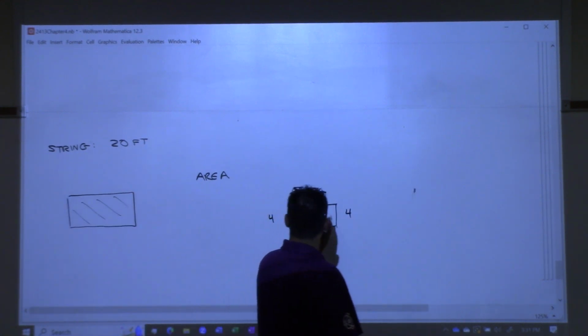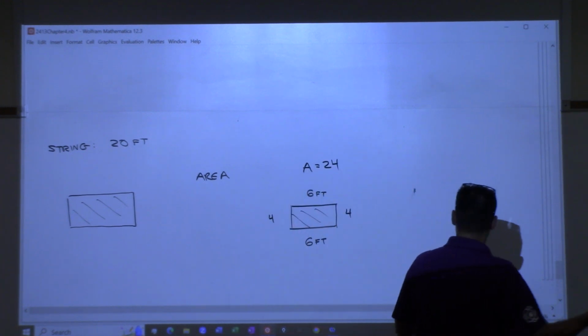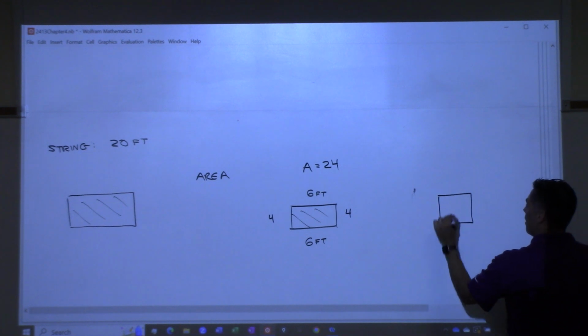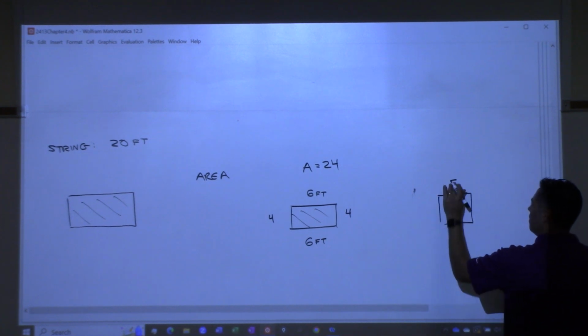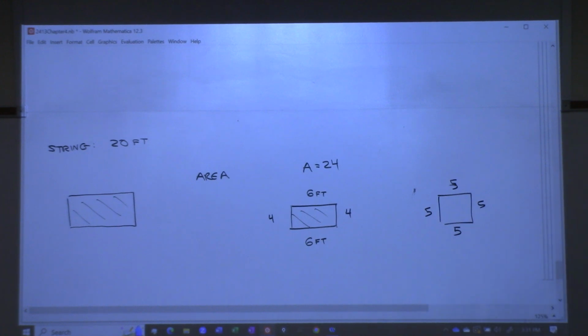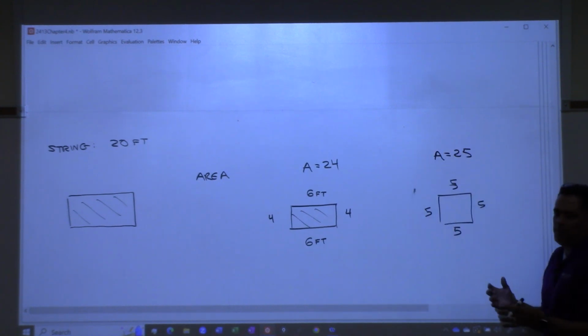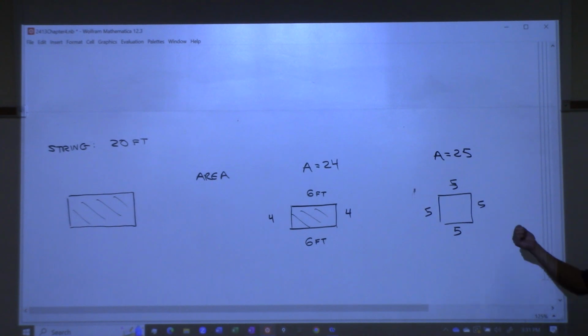So the area of this one is 24. All right? You want to go 5 by 5? So I can go 5 by 5 by 5 by 5. That's a square. Okay? Is that using all 20 feet? Yes? What's the area of that? 25. This one's better, yes? I mean, better if your goal is to get more area, that one's better, right?